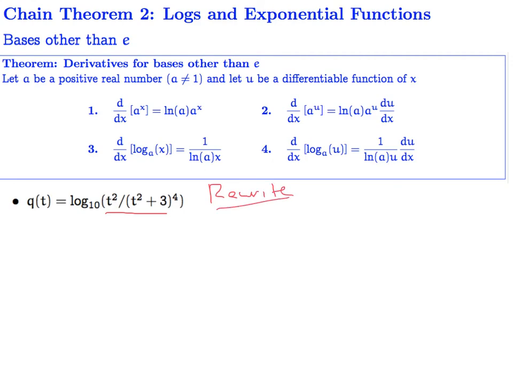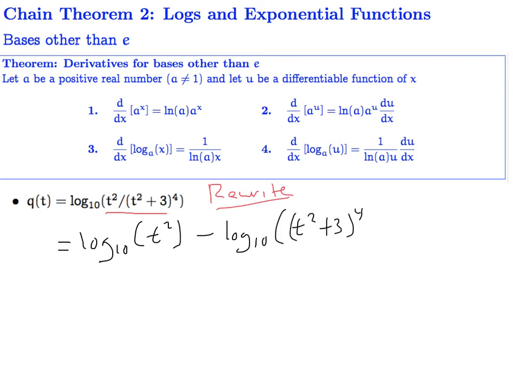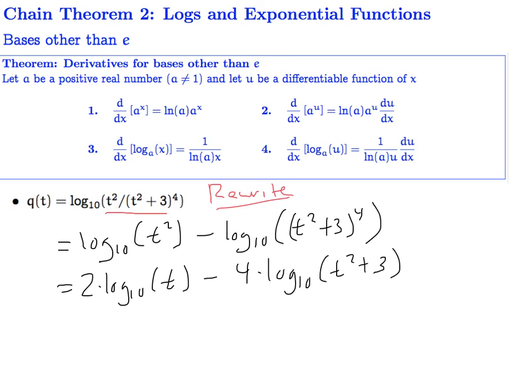Rewrite says the first thing you want to do is break this up. So we can write this as the log base 10 of t squared minus the log base 10 of t squared plus 3 all to the fourth. Those exponents are going to come down in front, so this ends up being 2 times the log base 10 of t minus 4 times the log base 10 of t squared plus 3. And now that's about as much as we can do.